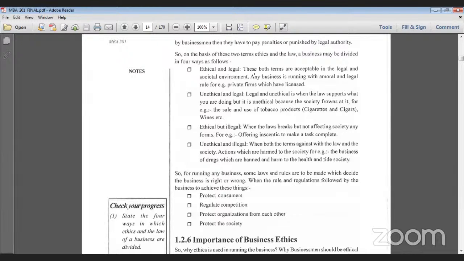Now for running any business, some laws and rules are made which decide whether the business is wrong or right. The rules and regulations followed by the business are to achieve these things: protect consumers, regulate competition, protect organizations from each other, protect the society, right? So these are the rules and regulations followed by the business to achieve these things.